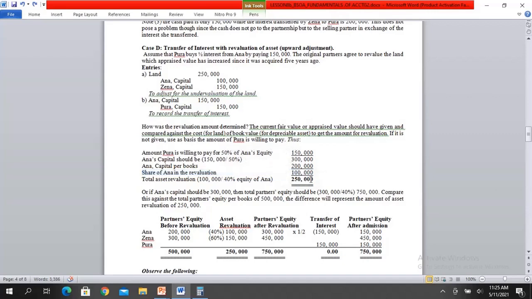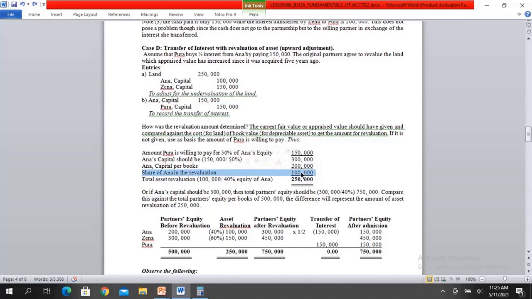Ayan, so ito yung share ni Ana, 'di ba? So ilang percentage yung 100,000 doon sa 250,000? So 40%. So, 40% of the total revaluation asset mapupunta kay Ana. So, 250,000 multiplied by 40% is 100,000.